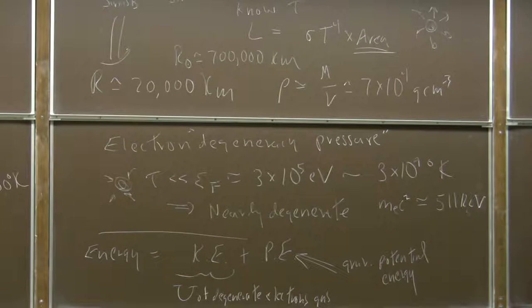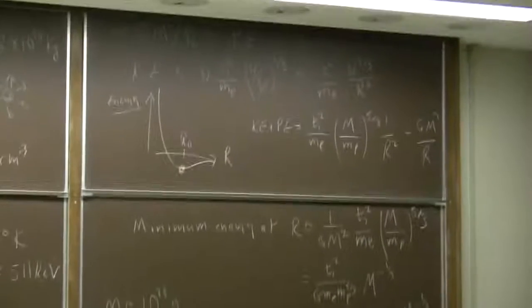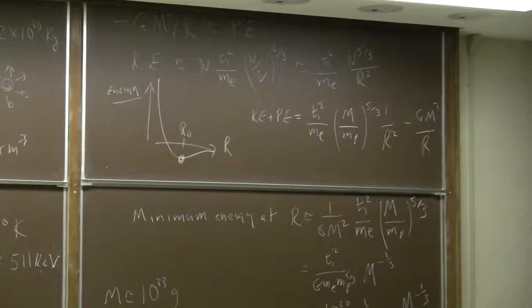So we're getting the right answer up to a factor of 2, which is about as well as we expect it to do. Okay? It is much smaller than the Sun. It's comparable in size to the Earth when the electron degeneracy pressure balances the inward gravitational pull.